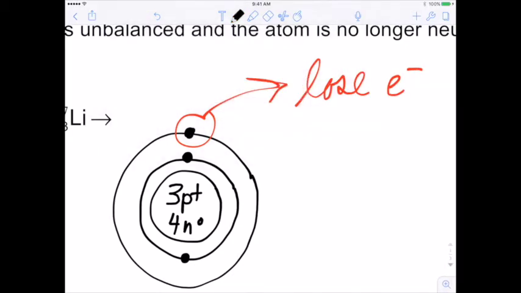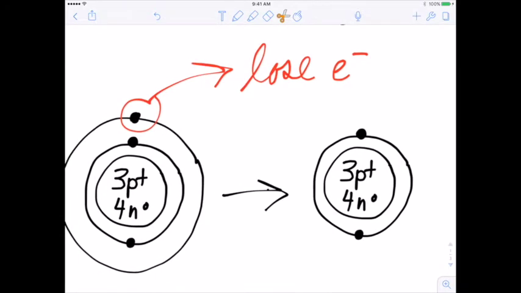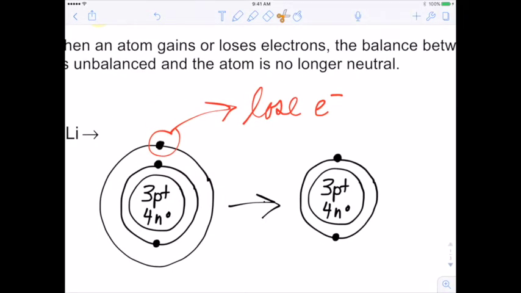And what results is a modified version of this atom that looks like this. So it has the exact same nucleus, 3 protons, 4 neutrons. This time, instead of having 3 electrons orbiting around the nucleus, it only has 2. But what makes this atom stable is now its outermost electron shell is full. It has 2 electrons, it's the first shell, so it only can contain 2. Therefore, it's stable.